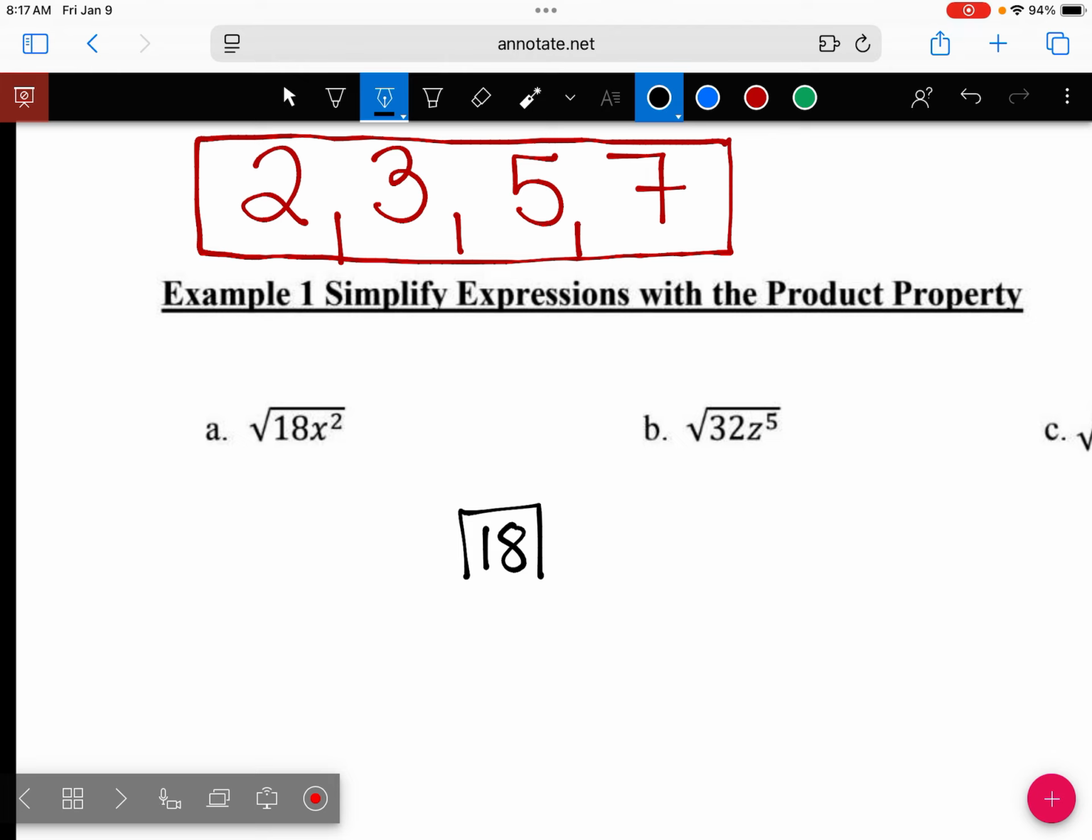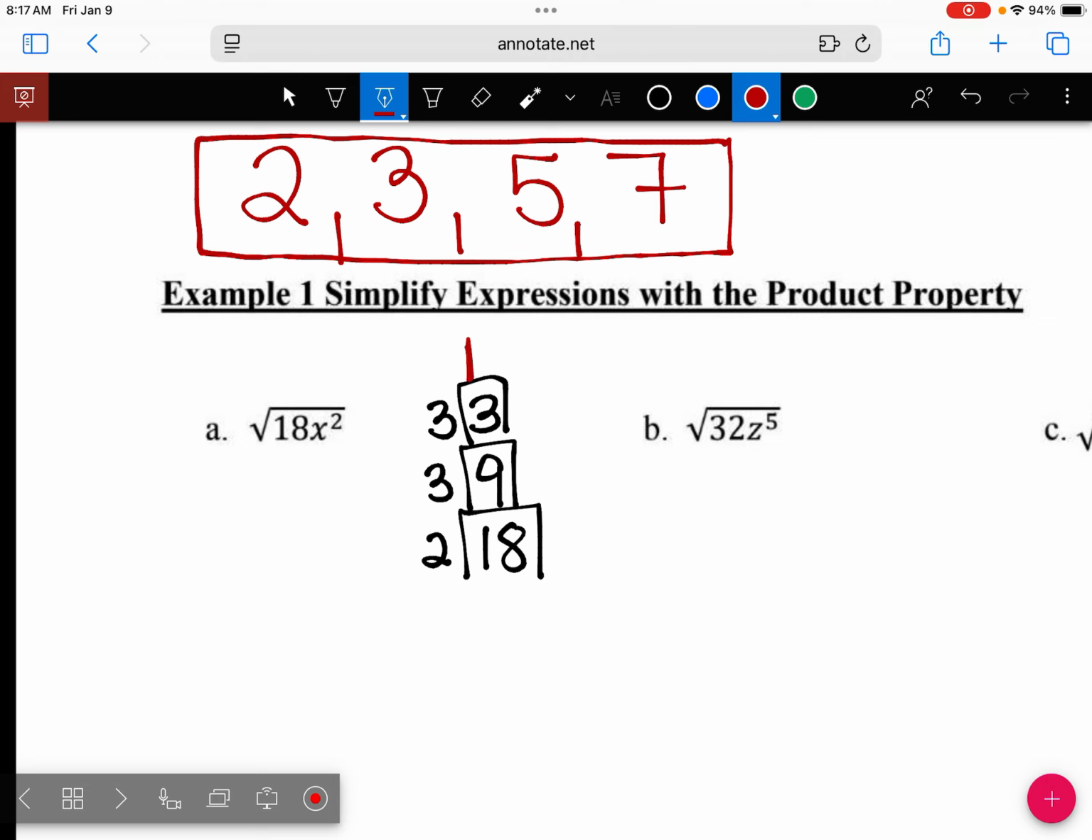So first I'm going to divide it by 2. 2 goes into 18 9 times. 9 cannot be divided by 2, so I'm going to switch to 3. 3 goes into 9 3 times, and 3 goes into 3 1 time. So I got my candle at the top.